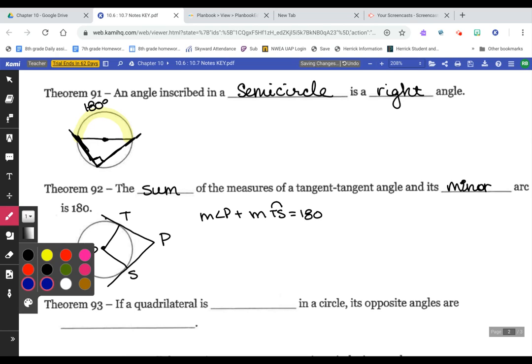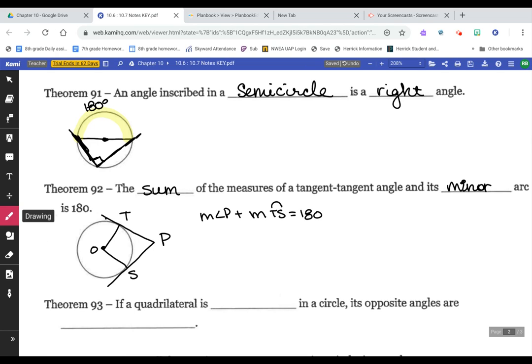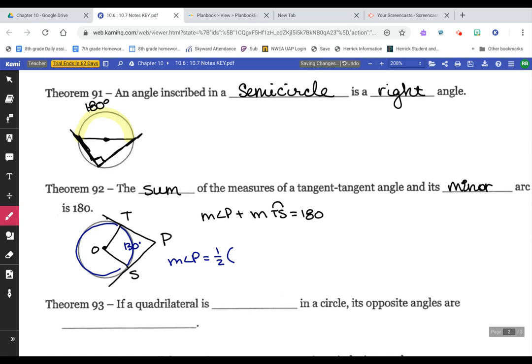And with the rules you already know, you can come up with this. Let's say that this arc TS is 130 degrees. If you're trying to find the measurement of angle P, it's equal to 1/2 the arc right here, which we can figure out as 360 minus 130, which gives you 230 degrees.